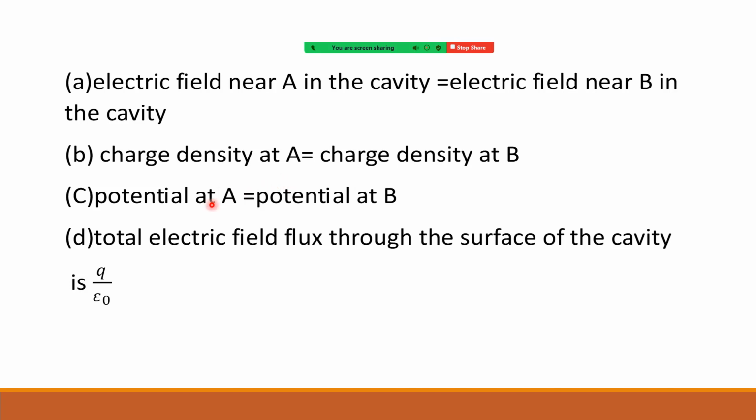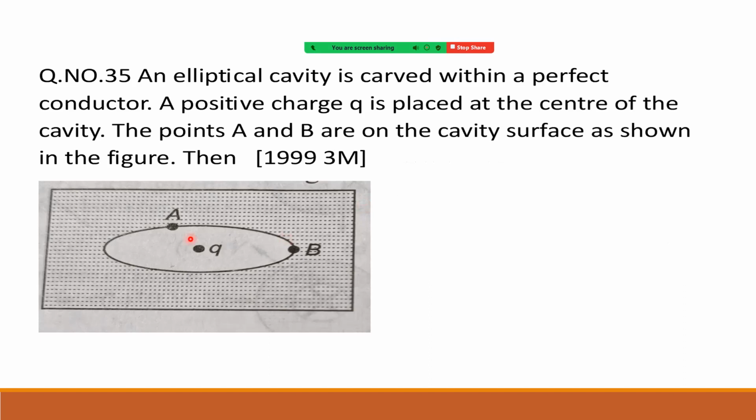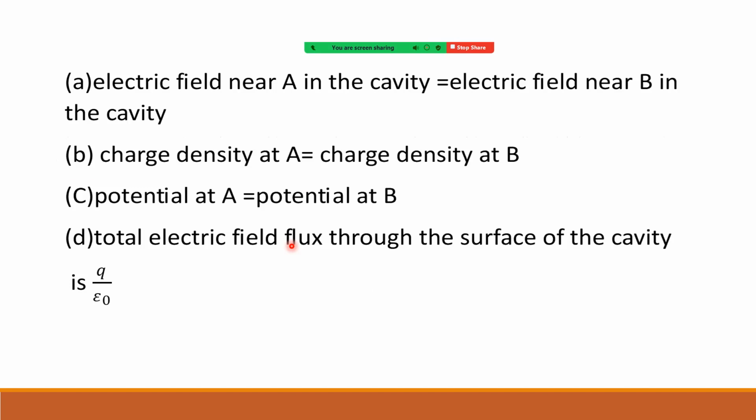Next, coming to potential. Potential at A equals potential at B. Okay. You can see point A and point B are in the conductor, and we know that a conductor is an equipotential region. Therefore, their potentials must be the same. Okay, so option 3 is clear.